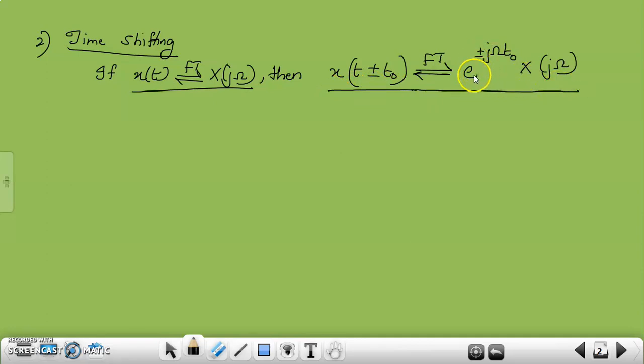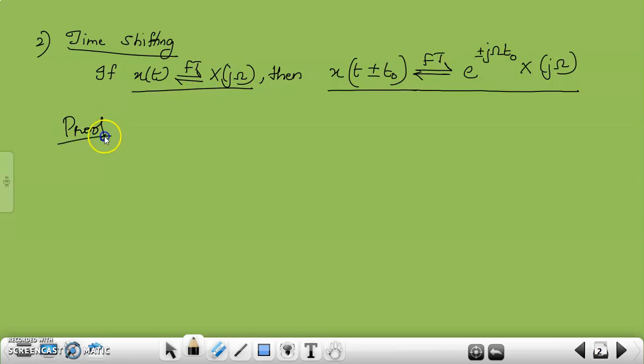Okay, so if you make the shift, then what happens to the Fourier transform is that in the frequency domain, one complex exponential gets multiplied with the actual Fourier transform. X(j omega) is the Fourier transform of the original signal x(t), and the Fourier transform of the shifted signal x(t plus or minus t naught) is equal to e raised to plus or minus j omega t naught into X(j omega). Here plus or minus indicates that if the shift is plus, then the sign will be plus; if it is minus, then the sign will be minus. Okay, so we can prove that.